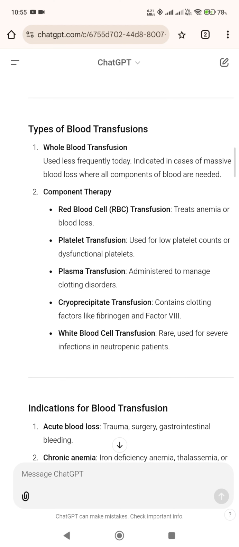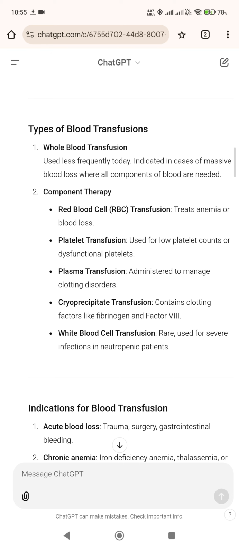Types of blood transfusions. 1. Whole blood transfusion, used less frequently today, indicated in cases of massive blood loss where all components of blood are needed. 2. Component therapy. Red blood cell, RBC, transfusion treats anemia or blood loss.